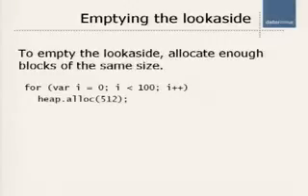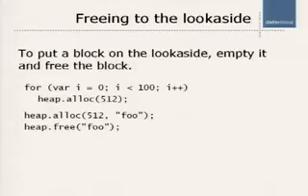If we have an empty look-aside and we want to put something on it, we just need to empty it first, and then we're going to free a 512 byte block, and it's guaranteed to go on the look-aside because the look-aside is empty. We can use this to free 3.